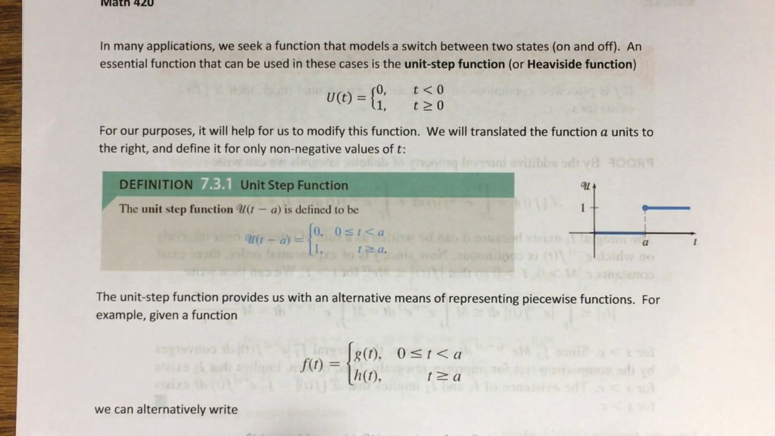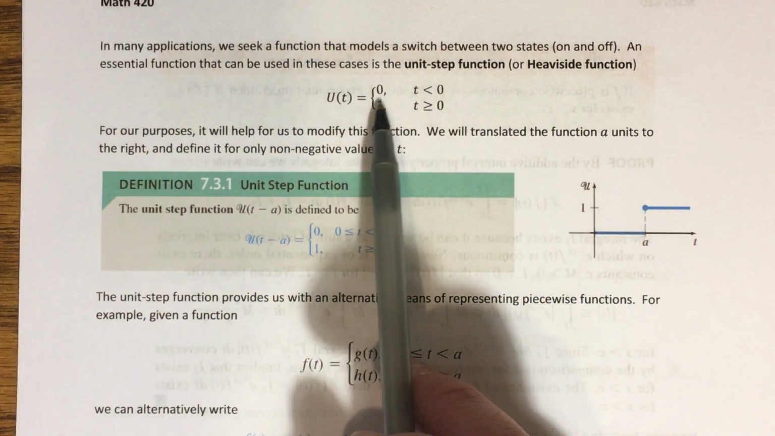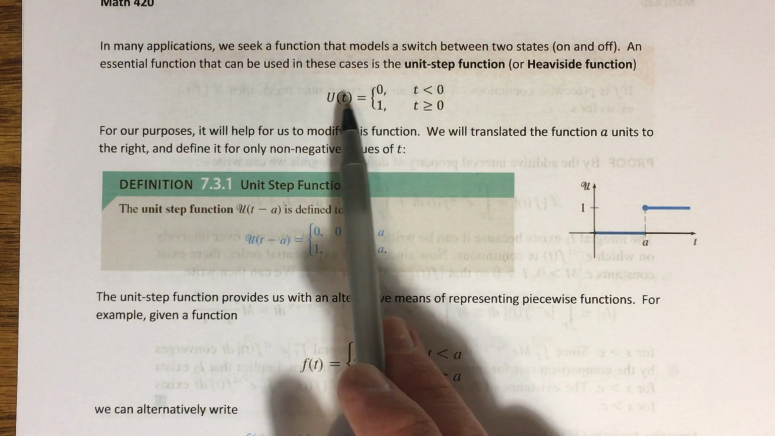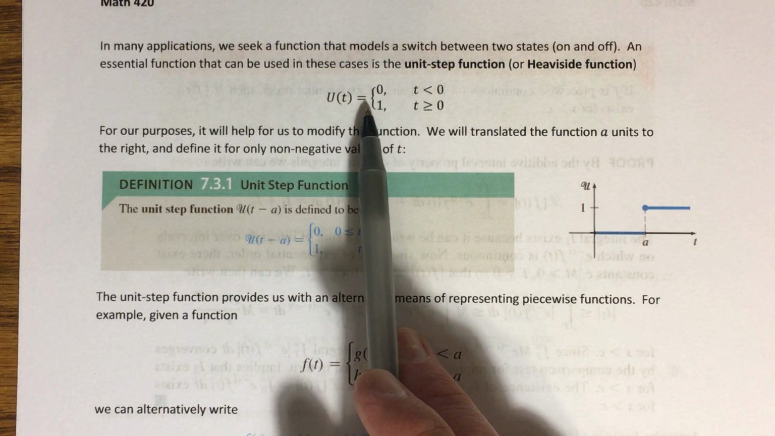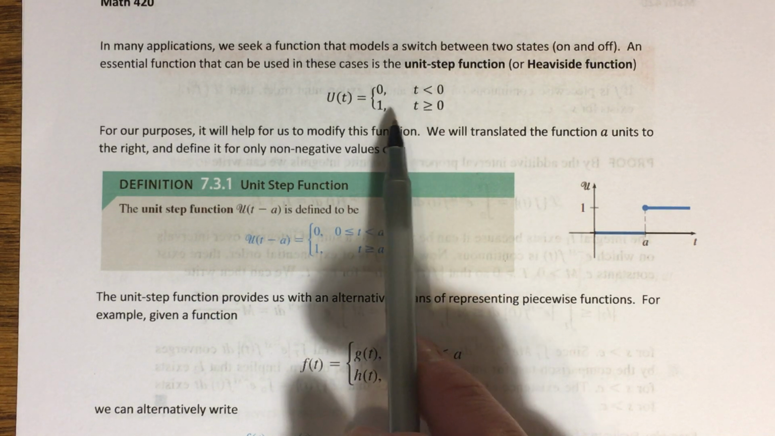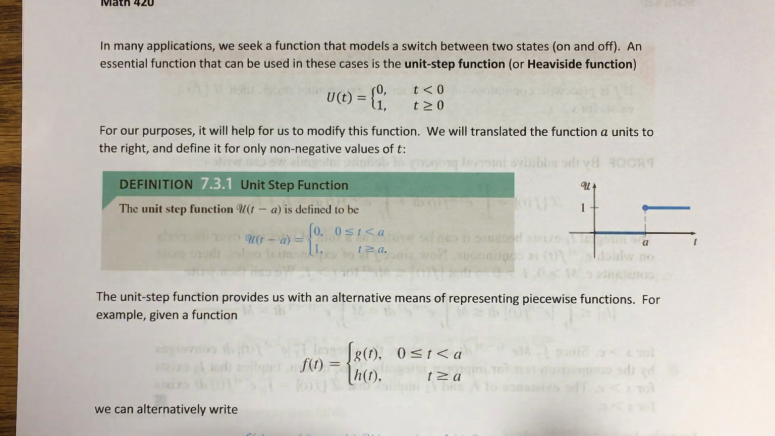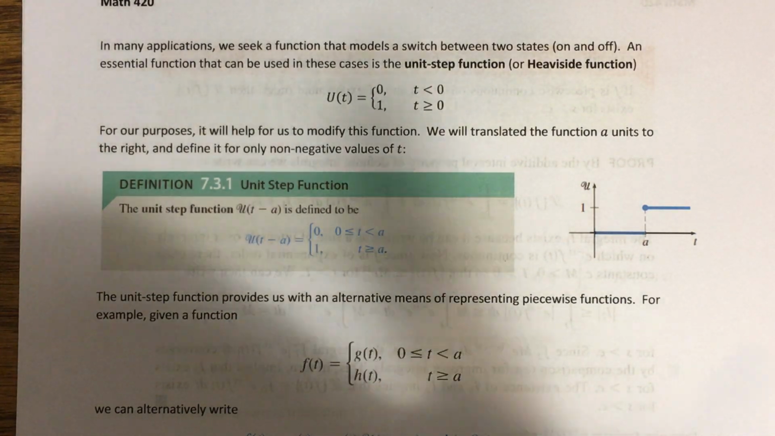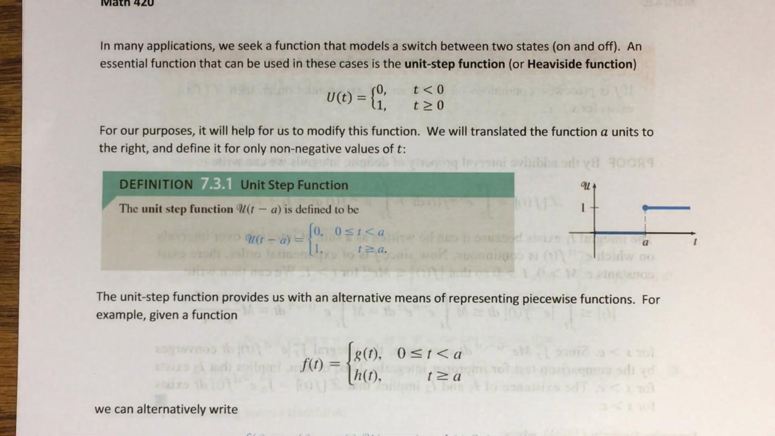And for our purposes, we need to modify this definition a little bit. So what we're going to do is a couple of things. One, we're going to look at the unit step function, but shifted by a units. And in addition to that, we are going to require t to be non-negative, because again, when we're looking at Laplace transforms, remember t is always required to be greater than or equal to 0.